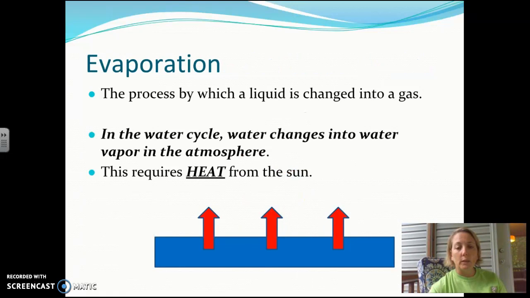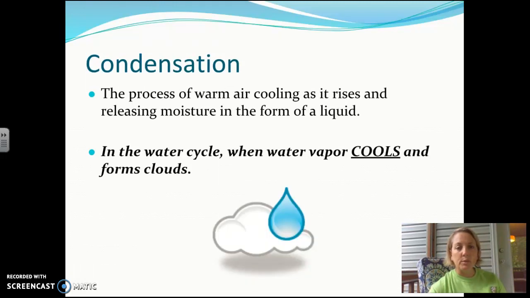So evaporation is when liquid changes into a gas. In the water cycle, it changes into vapor, which enters the atmosphere. This requires heat from the sun. So the heating of the day from the sun being present will evaporate water from the oceans, freshwater sources, things like that. Once it reaches the atmosphere and it starts to cool, it condenses through the process of condensation. When it does this, it will actually move into precipitation.